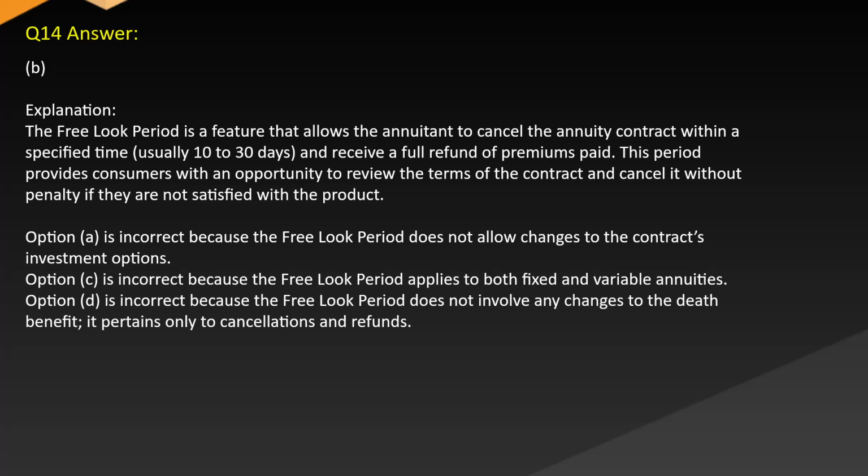Option A is incorrect because the free look period does not allow changes to the contract's investment options. Option C is incorrect because the free look period applies to both fixed and variable annuities. Option D is incorrect because the free look period does not involve any changes to the death benefit. It pertains only to cancellations and refunds.